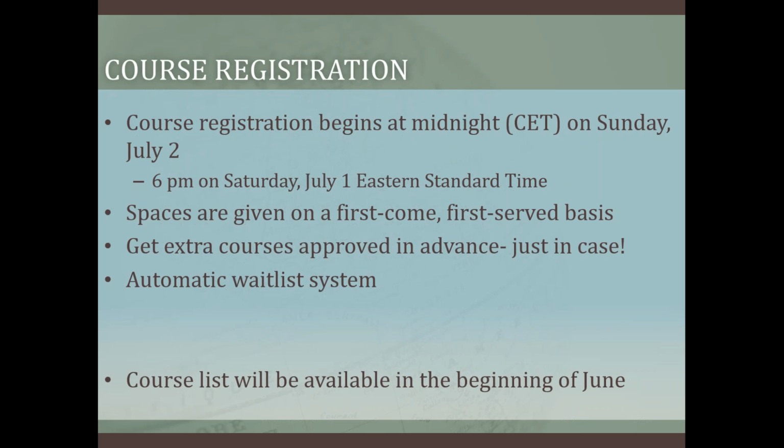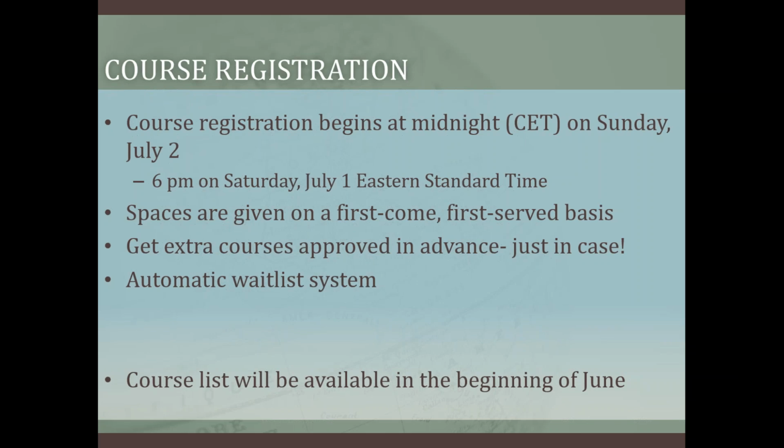We do have an automatic waitlist system, which means that if you go to sign in for a course which is already full, you'll be automatically placed on a waitlist, and then if enough students drop the course, you'll be automatically moved into the class list. But we can't guarantee that every student gets into exact courses because there is limited space in all of them based on class size and professor availability. So it's really important that you have your Plan A course list approved and also your Plan B course list approved just in case you need to take one of your Plan B courses. The course list will be available in June, so probably the beginning to middle of June.